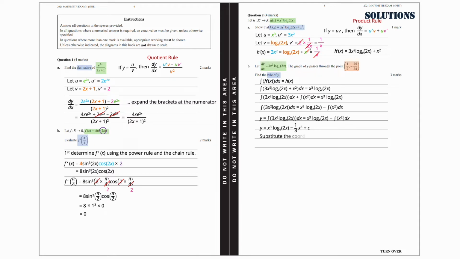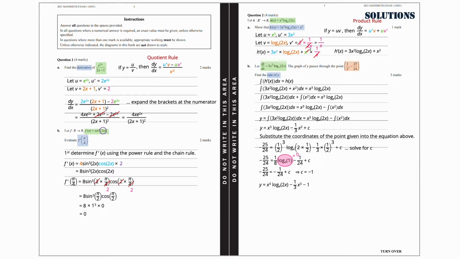Let's substitute the coordinates of the point given into the equation above. And now we are going to solve this equation for c. Remember that log in any base of 1 is equal to 0. So c equals -1. So we can write that y equals x to the power of 3 log in base e of 2x minus 1 on 3x cubed minus 1.